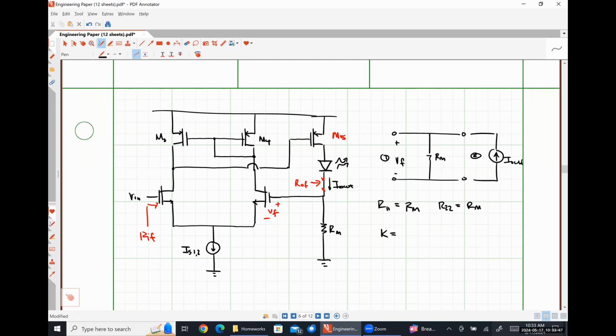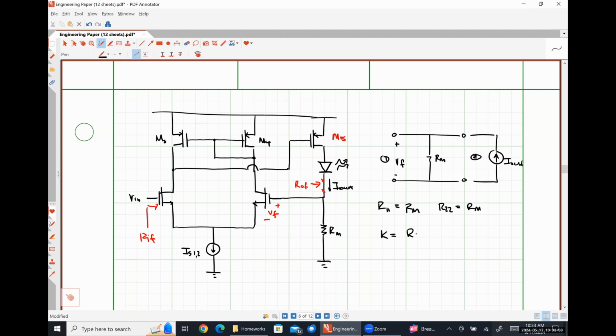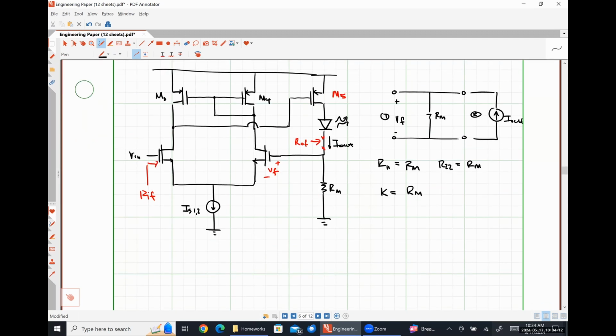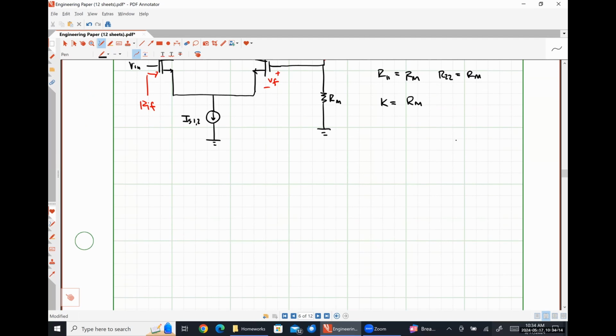$1 million question. Actually, it's more like a 5-cent question. Also RM. Absolutely. Yep, 100%. R11, R22, and K are all literally just that resistance RM. All right, so now let's look at our open loop circuit.